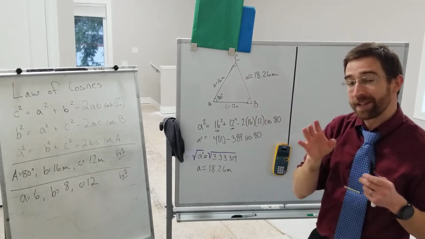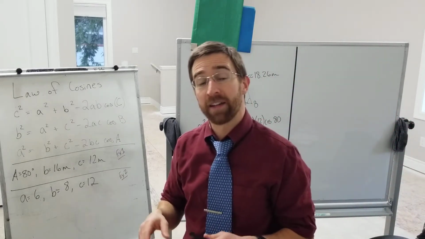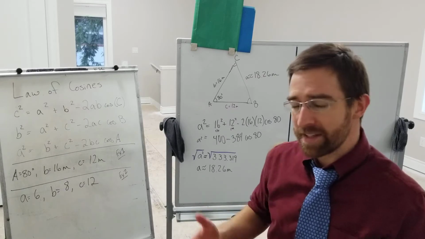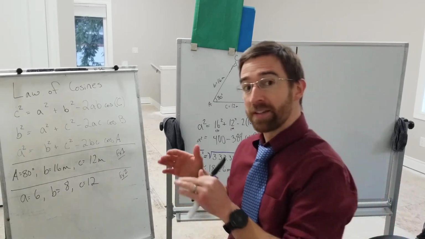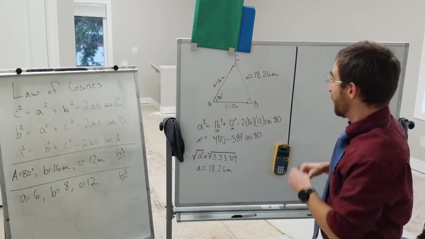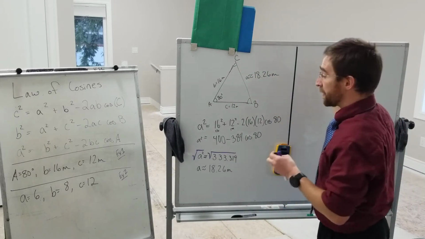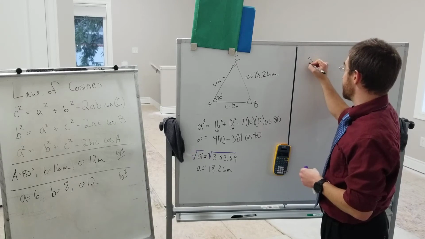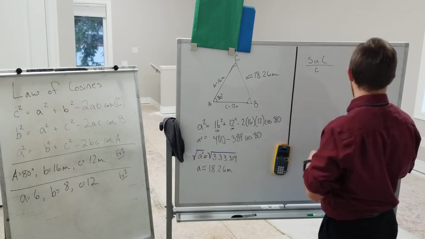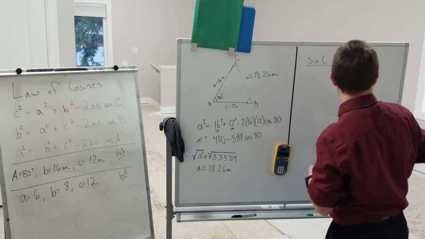But just to keep it consistent, I'm going to find angle C next, because it's an easy thing to remember when you're using law of sines to find the smaller angle first. So I'm going to solve for angle C, and I'm going to set up my law of sines. I'm going to say sine of C divided by C. C is 12, so I can just write 12 there.